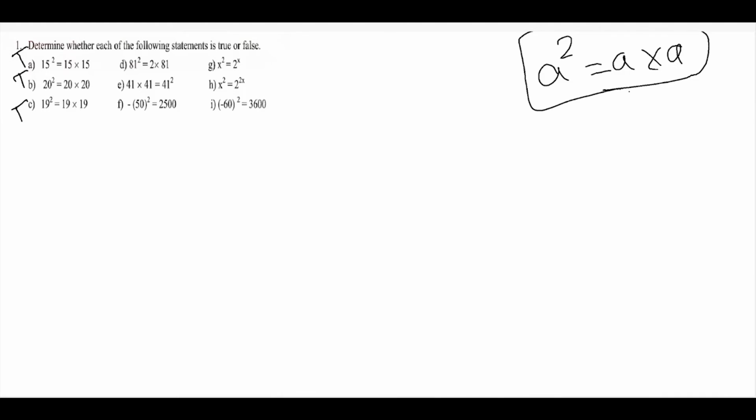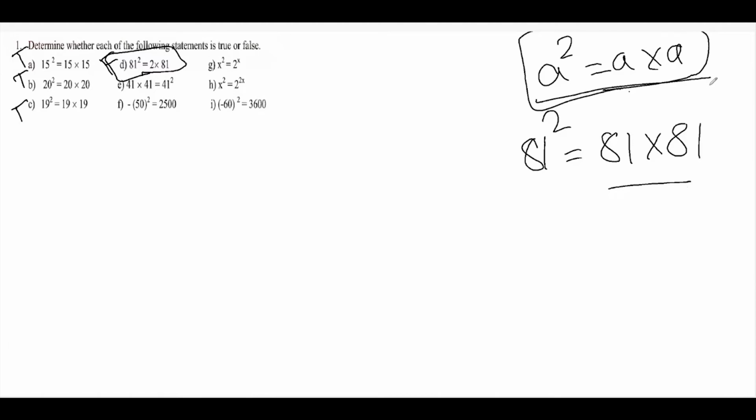Another is 81 square. 81 square will be equal to 81 into 81, but it says it is 2 into 81. 2 into 81 is different than 81 into 81. So this is false. 41 into 41 is 41 square, which is true with this rule.